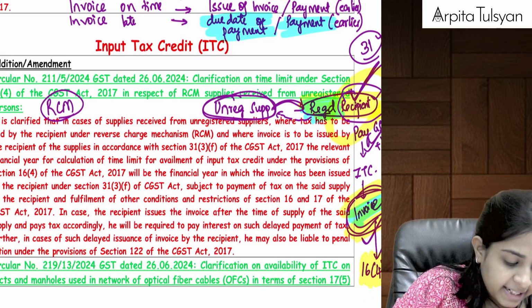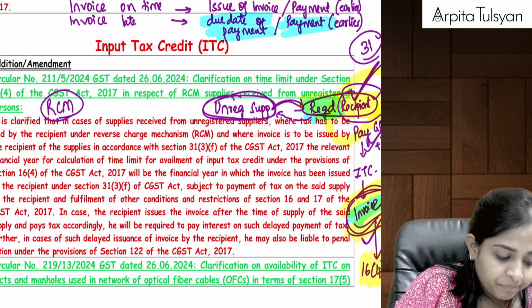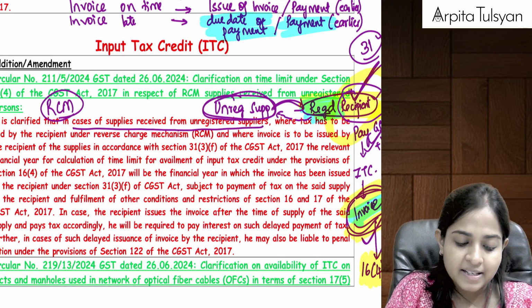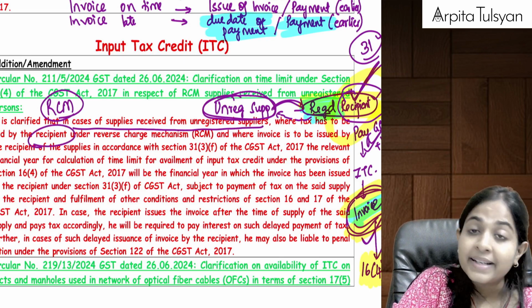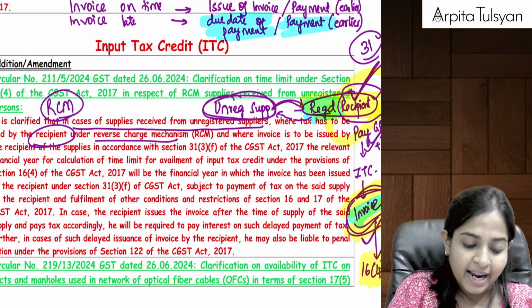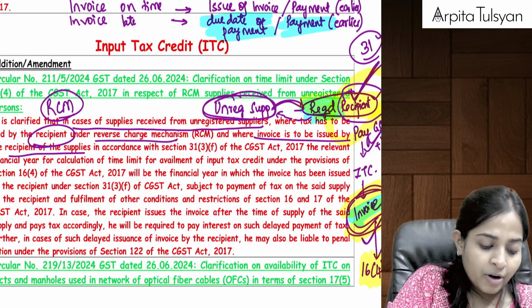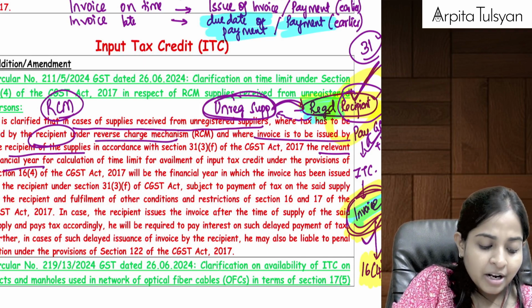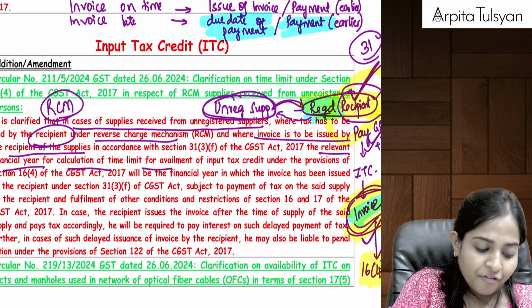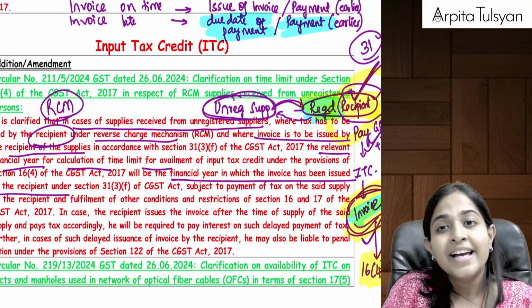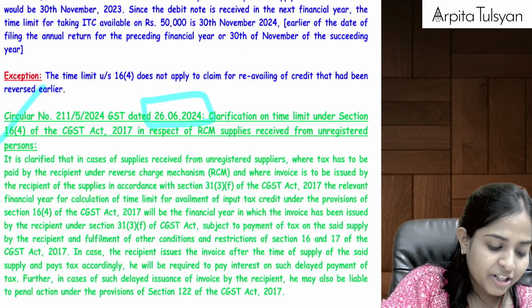So see what they are telling us here. It is clarified that in case supplies are received from unregistered suppliers, where tax has to be paid by the recipient under reverse charge mechanism, and where invoice is to be issued by the recipient, the relevant financial year for calculation of time limit of ITC will be the financial year in which the invoice has been issued by the recipient.